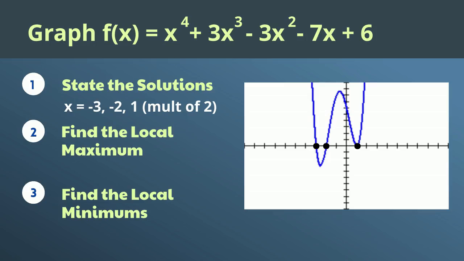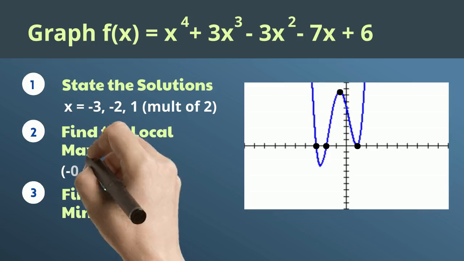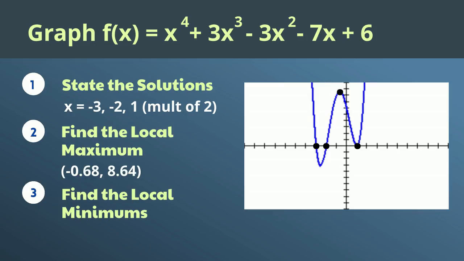All right, let's write that on the page. I'll write down the local max. Again, we said negative 0.68, comma 8.64. If your teacher wants you to round to 1 decimal place or 3 decimal places, just do whatever your teacher says. All right, now let's go back to the calculator and find the 2 local minimums.